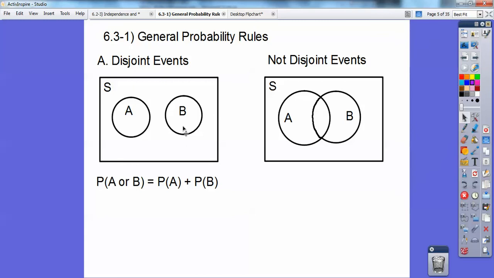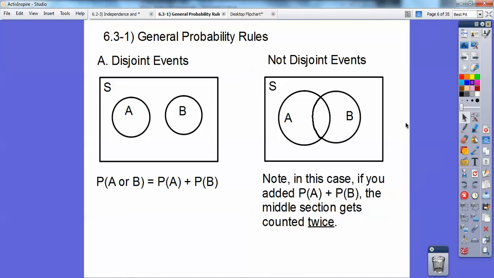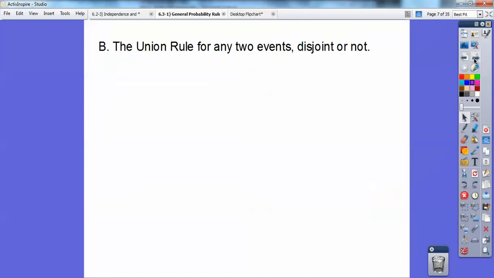Alright? If they're disjoint, then the probability of A or B is just the probability of A plus the probability of B. Okay? Over here, you can't do that, because if you did probability of A plus probability of B, this middle part right here gets counted twice. So there's got to be another rule, and here it is.